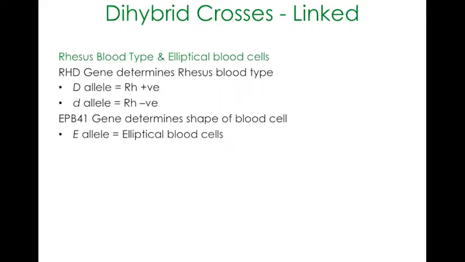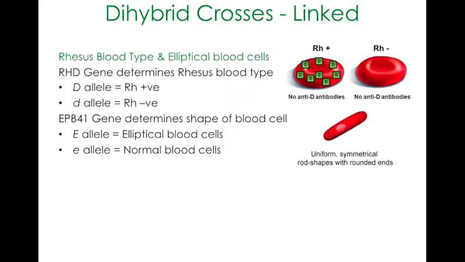A second gene, the EPB41 gene, determines the shape of the cell. If you have a capital E, you have elliptical cells, which is this kind of oddly crooked shape, and if you have a lowercase e, you have normal blood cells. Here is a diagram to show what it looks like. Rhesus positive shows the D protein antigen sitting on the blood cells, and rhesus negative has no antigen, showing your normal blood cells versus elliptical.